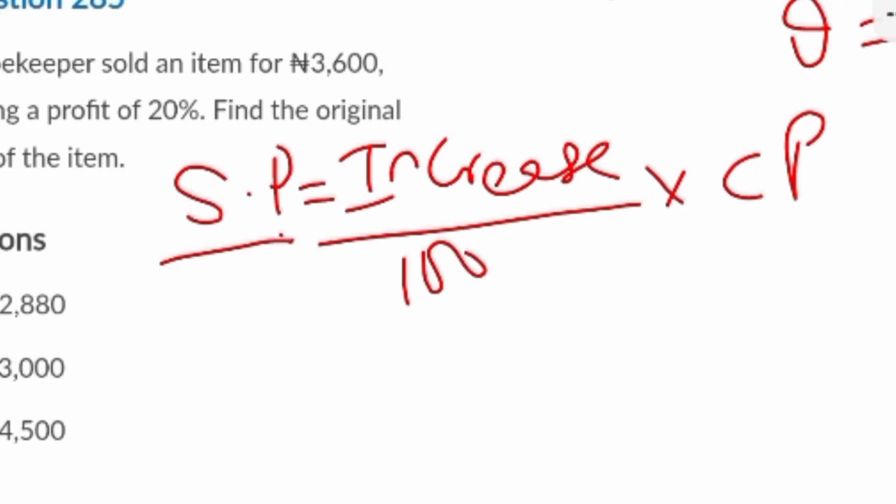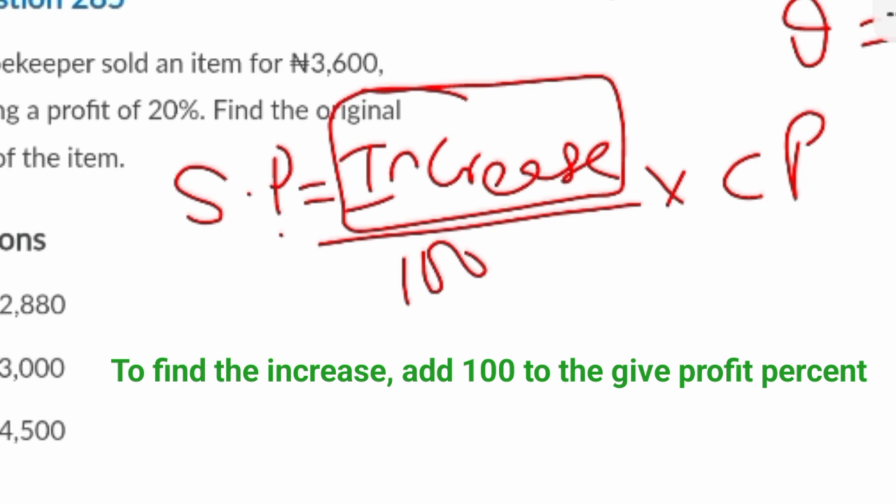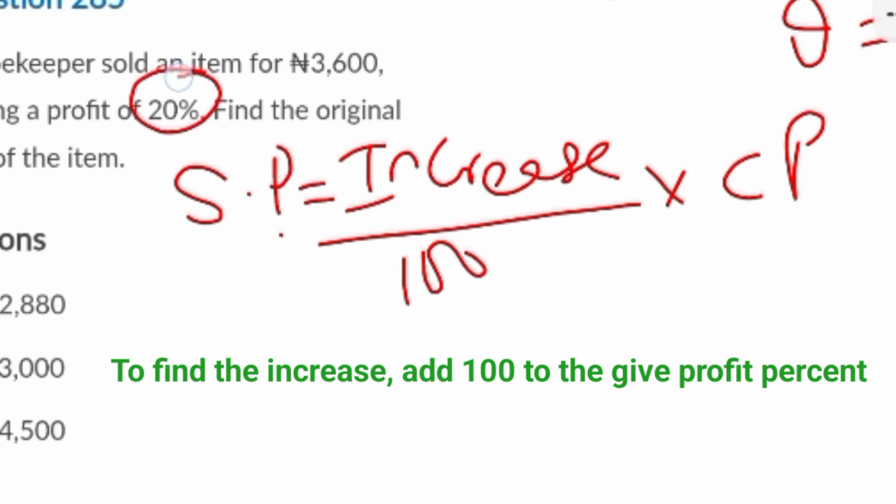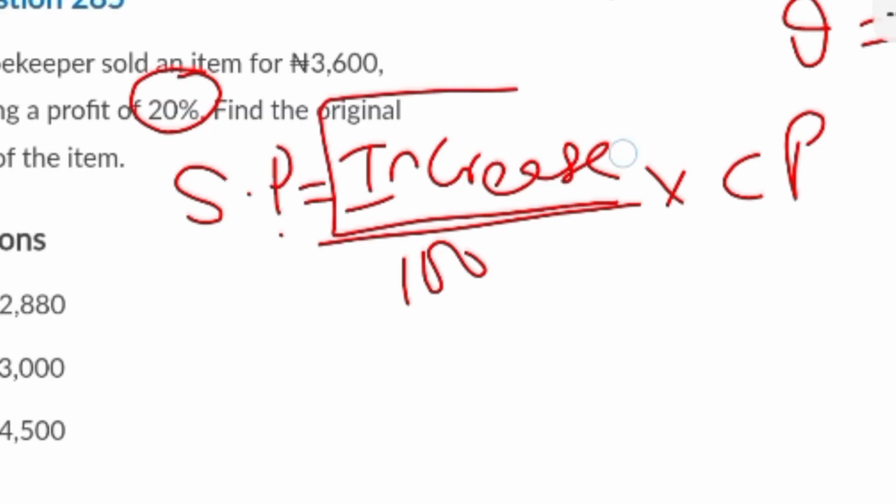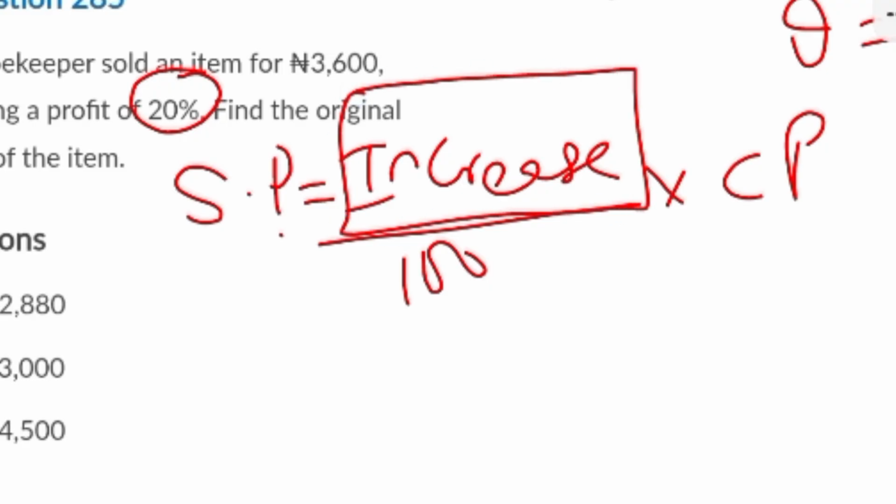Okay. Now this formula only works when there is profits, but if there is a loss, these parts will change to decrease. So how will you find the increase? That means you need to add 100 to the profit. So if they give a profit of 20%, that means the increase will be 120. That is 100 plus 20. Okay, I hope you understand. So in this question, and if it's decrease, for example, that will be 100 minus 20. But you always use that formula for decrease when it is about loss.